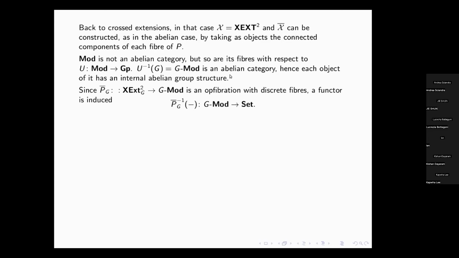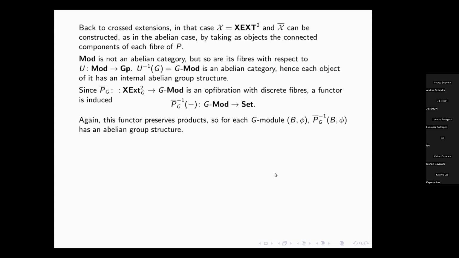And if we restrict our P bar to the fiber over this group G, we get an opfibration with discrete fibers. And so there is an induced functor that takes any G-module to the corresponding fiber, which is a set. And again, this functor preserves products. And so for each G-module B phi, the fiber over it has an abelian group structure, by a general argument.